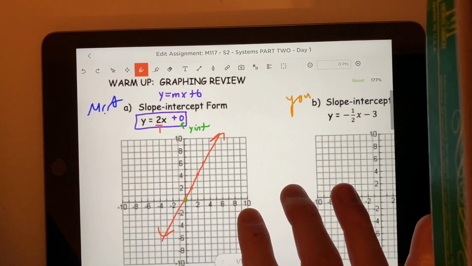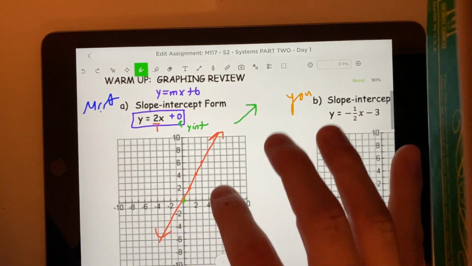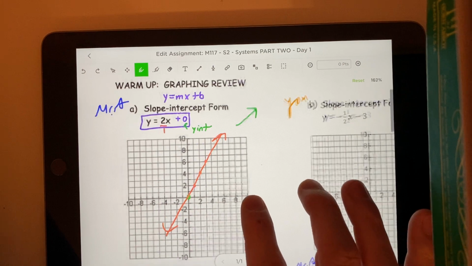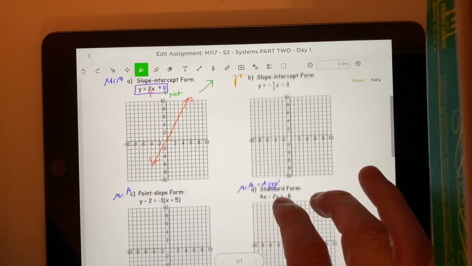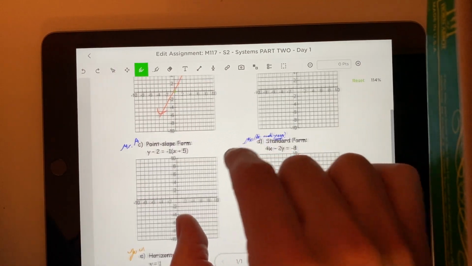And you guys could do that here too, on this side. But just remember, positive slope is going to go up to the right, negative slope goes down to the right. So you guys got those. That's from last semester. Point slope, this is way easier than you think. Don't tweak on this one, guys.